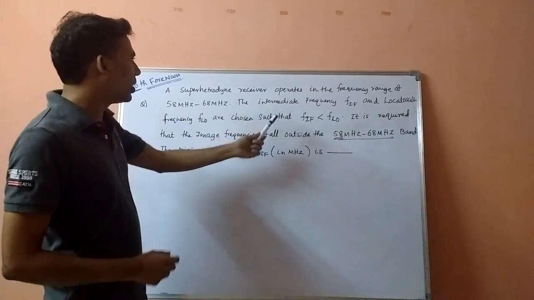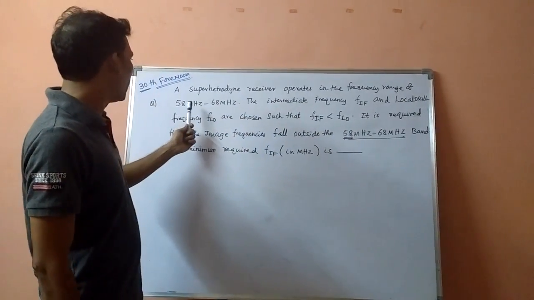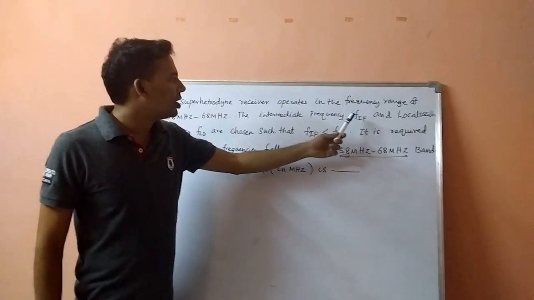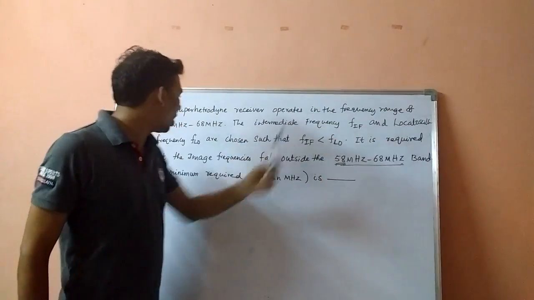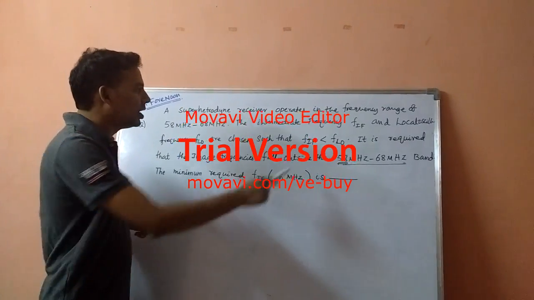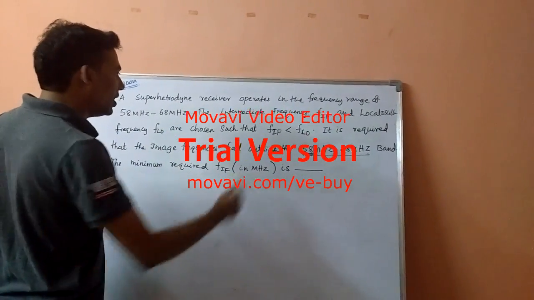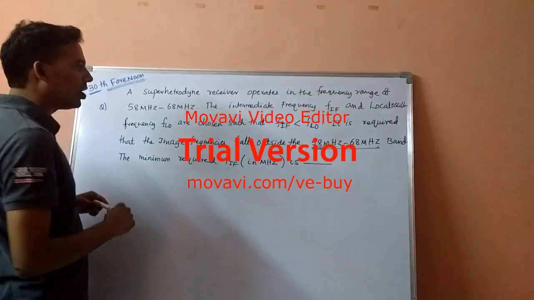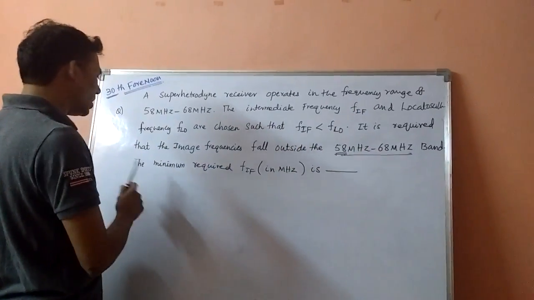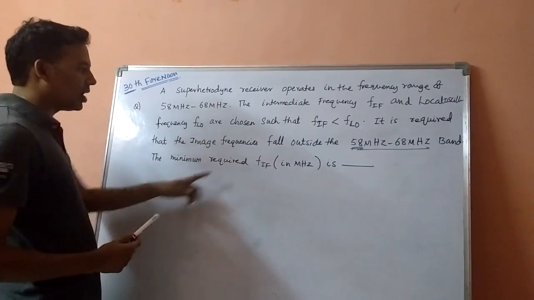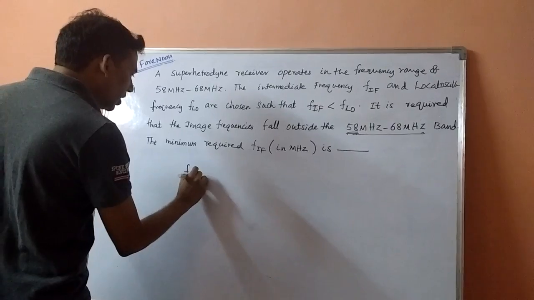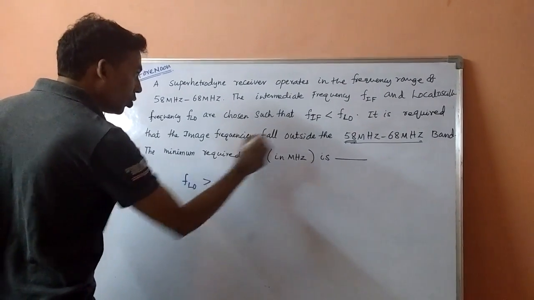A radio receiver operates in the frequency range of 58 MHz to 68 MHz. The intermediate frequency F_IF and local oscillator frequency F_LO are chosen such that F_IF is less than F_LO. It is required that the image frequency fall outside the 58 MHz to 68 MHz band. The minimum required F_IF in megahertz is? Here the local oscillator frequency is given as more than F_IF.